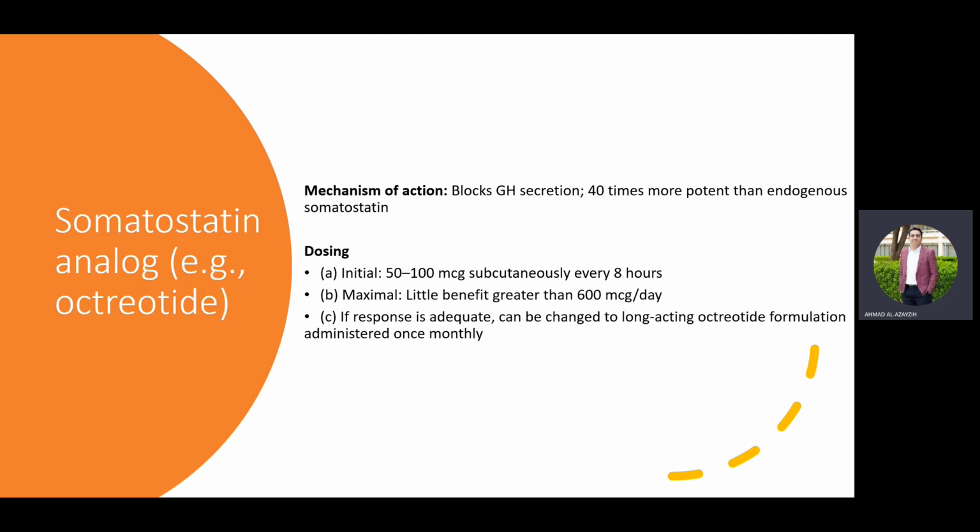The second option, we have somatostatin analogs. Somatostatin, we know that it does block the growth hormone secretion. When you have a somatostatin analog, octreotide is 4 times more potent than endogenous somatostatin. Usually given subcutaneously, 3 times a day. They found that you shouldn't give a dose of more than 600 microgram per day, because you will not notice any benefit after such a dose.